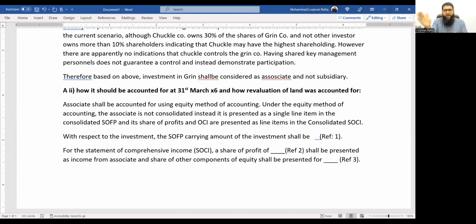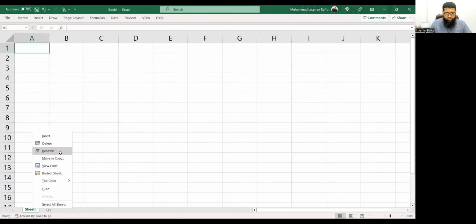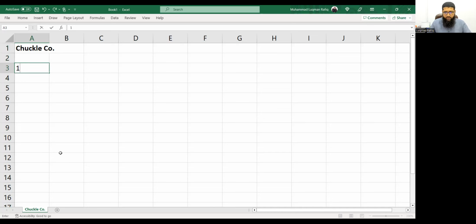So what have I done? I've drafted the answer. I've left the place for the calculations because my question actually had this Excel response option, so I will actually go for it. Now, what will I do in the Excel? Let's try to understand this. So when I talk about the Chuckle company, calculation number 1 is basically at 31st March 20X6.